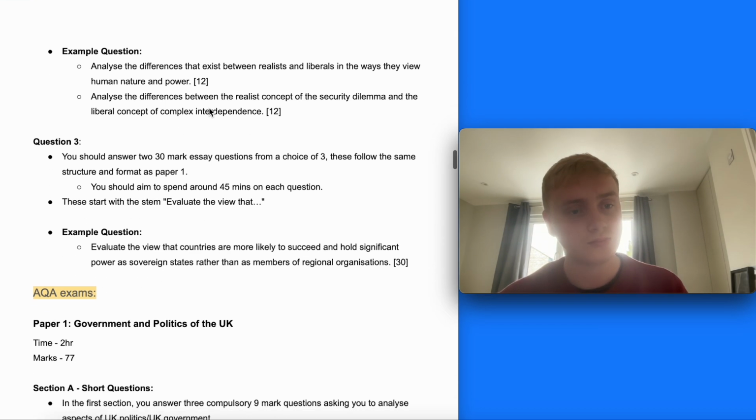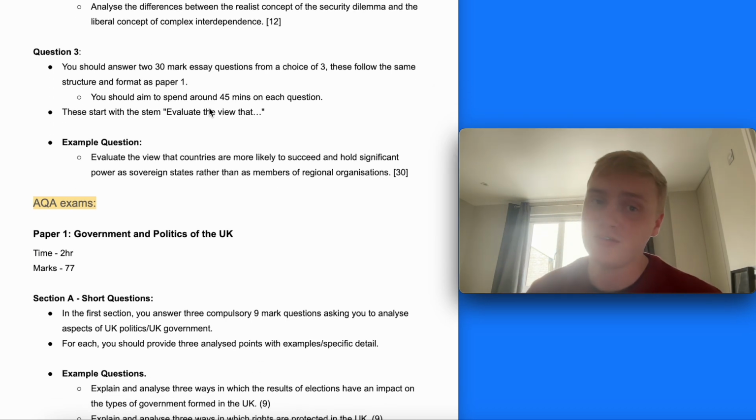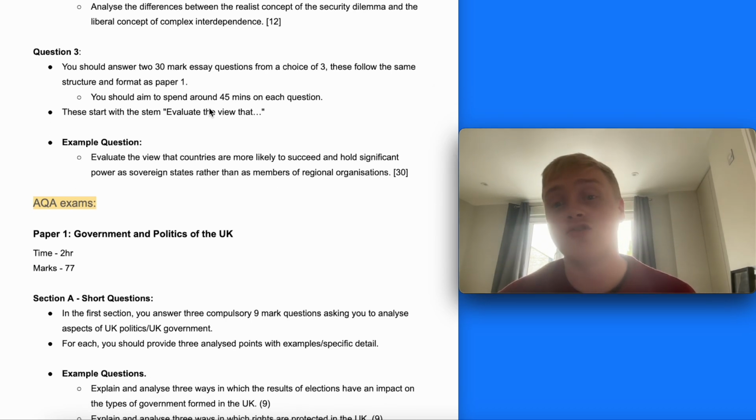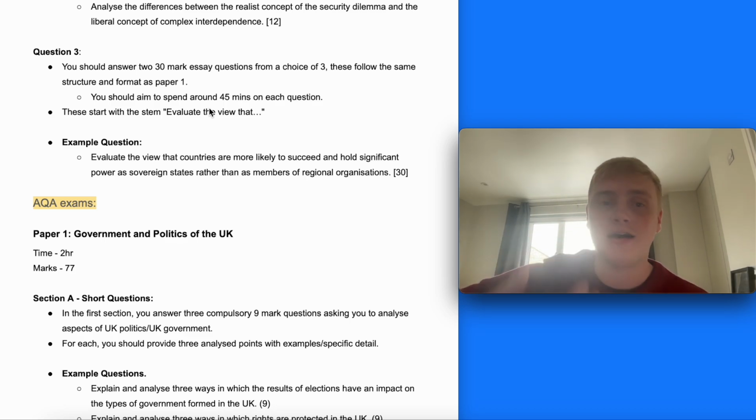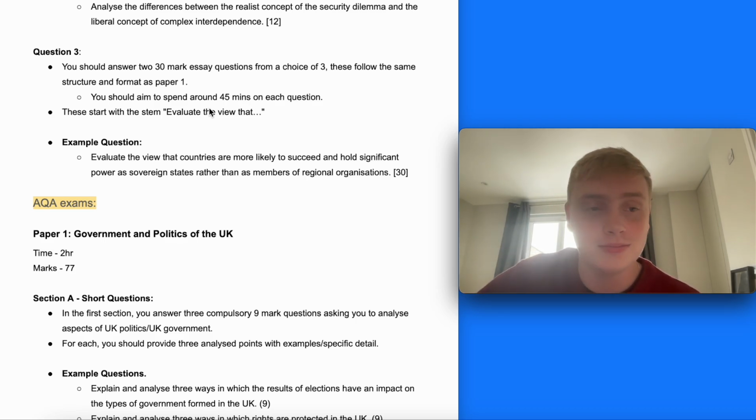And then finally, exactly the same as the US paper, you then answer 2 essay questions which are worth 30 marks, and you get a choice of 3. Again, very much the same, evaluate the view that. You've got to compare arguments on either side and come up with your own judgment.